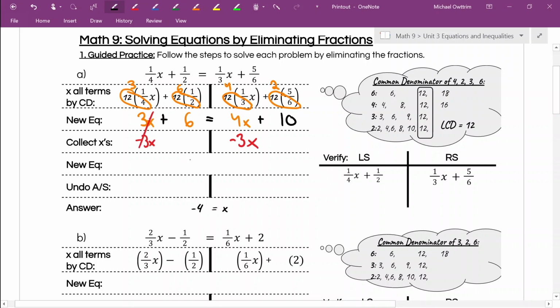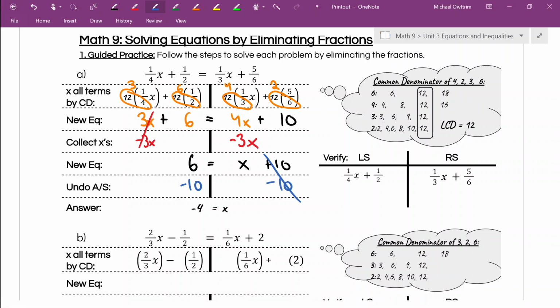3x and minus 3x cancels out, leaving us with just our constant 6. On the other side, 4x's take away 3x's is just 1x, or just x, and we still have our constant of 10. Finally, we'll undo that addition of our 10 by subtracting 10 from both sides. And 6 take away 10 gives us our correct solution of -4. And our positive 10 take away 10 cancels out, leaving us with just x on the right side.